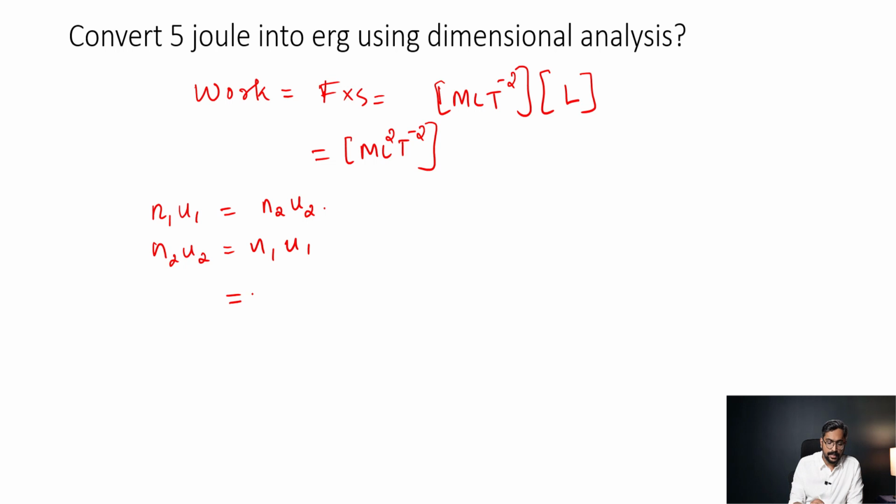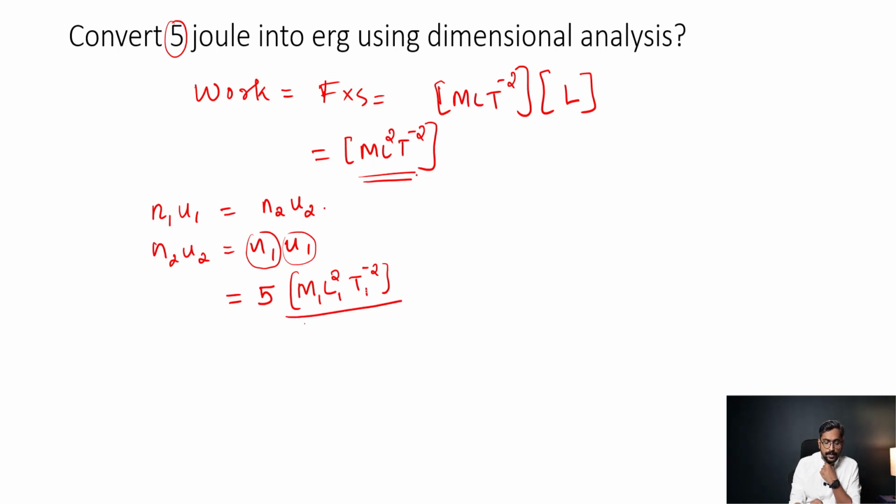So this n1 is nothing but 5. And u is a unit. The unit in dimension form is ML²T⁻². It won't be changed. So we can say it is ML²T⁻², right? Now, a very important thing, divided by u2, this is M1, L1, T1.